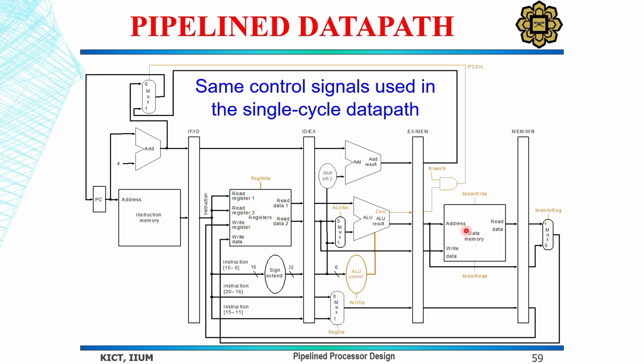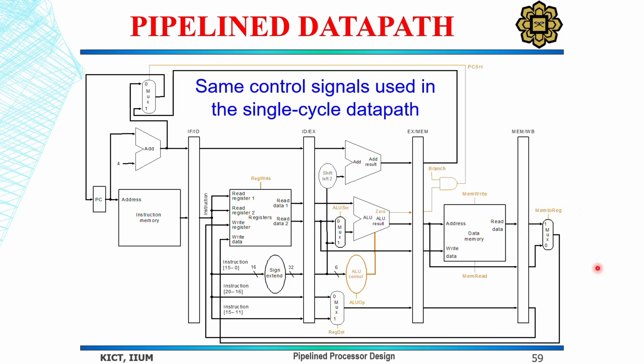Then in the memory stage, the ALU result goes to the data memory address. For load word we read the data. For store word, the B value goes to the data memory and it writes the data, and the memory write signal is enabled over here. Finally, at the write back stage, this multiplexer selects between the ALU result and the memory data, which is controlled by the memory to register control signal.